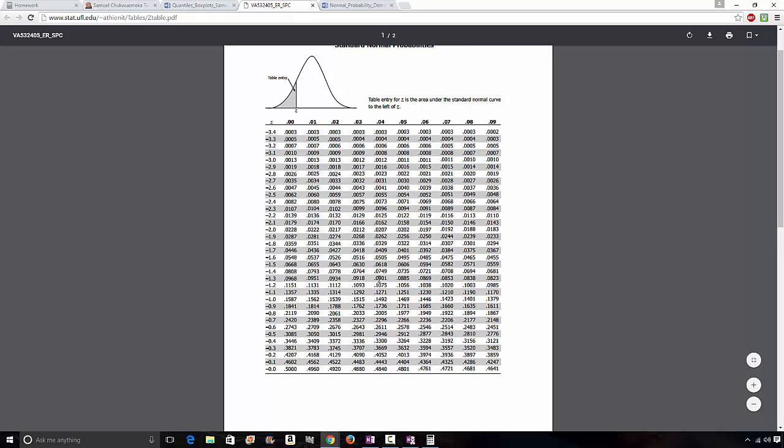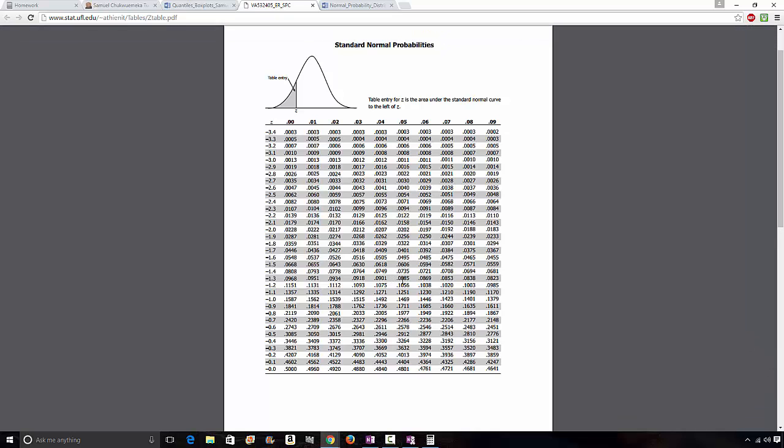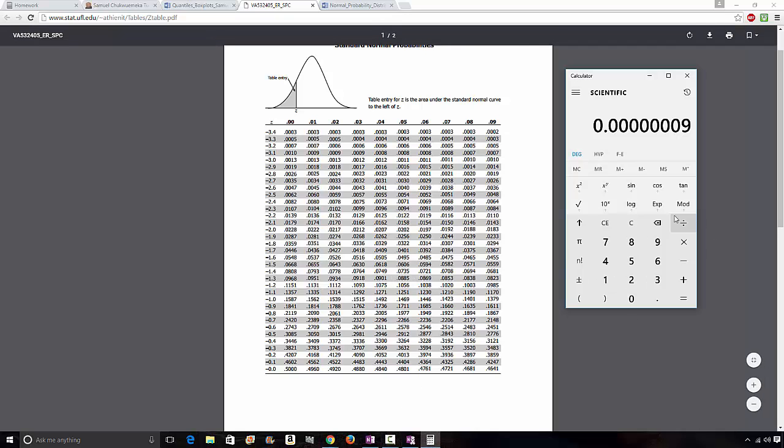So we have 0.0901 and we have 0.0885. We don't have 0.0900. So which one do we take? Let us find which one is closest.